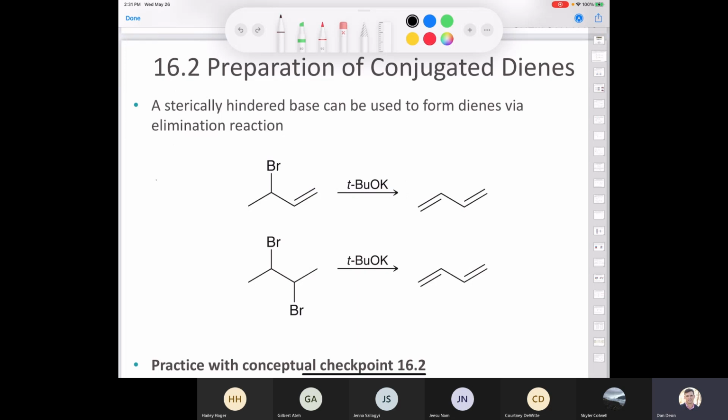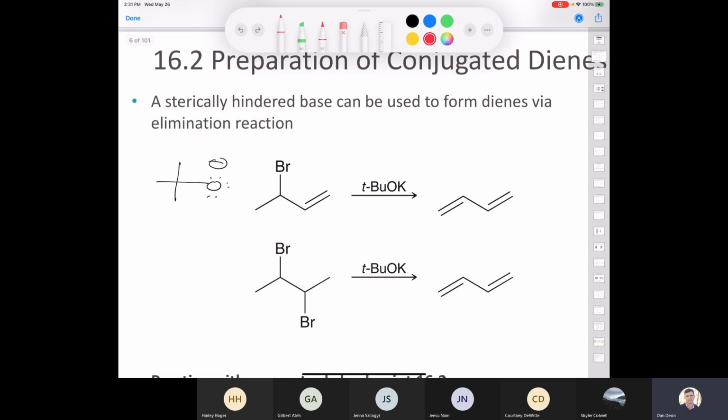Let me draw the structure of potassium t-butoxide. We'll leave the potassium out. But here's your butoxide. You've got a beta proton right here. Maybe I'll draw it pointing down like this, right? And then the base would just pluck. The base would just pull that proton off in an E2 reaction to make a conjugated diene.